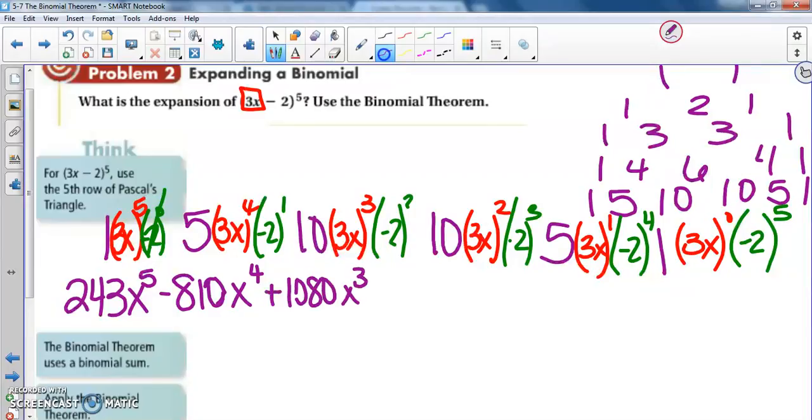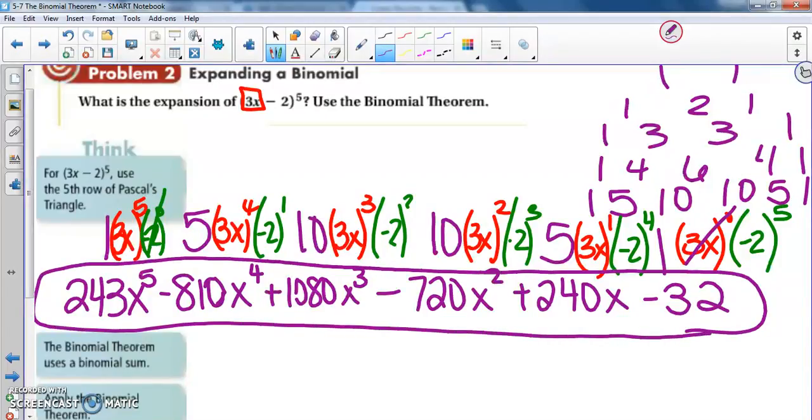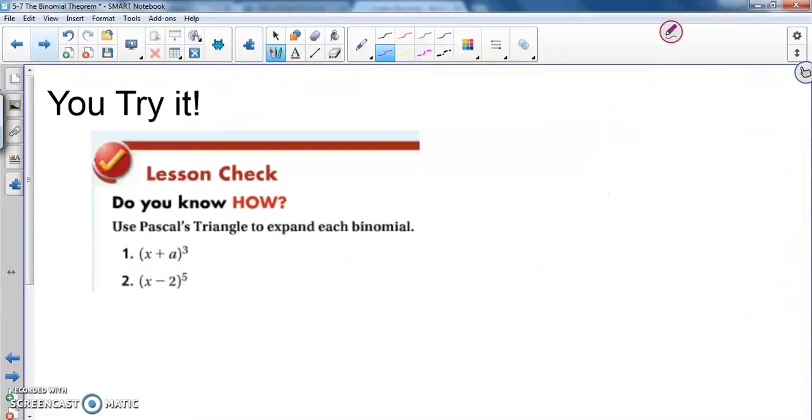1080x cubed. Do the same thing, 10 times 3 to the 2nd times negative 2 to the 3rd, minus 720x squared. 5 times 3 times negative 2 to the 4th is plus 240x. 3x to the 0 is 1. Negative 2 to the 5th power is negative 32. So this is our binomial expanded. You guys try these two and we are done.